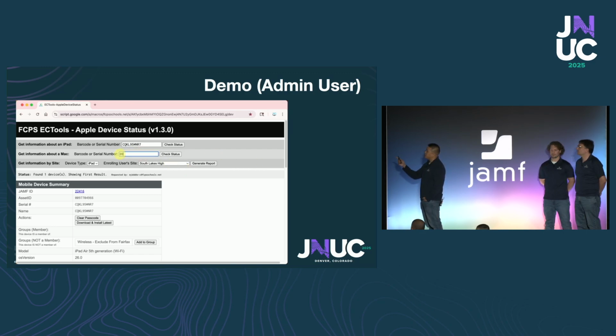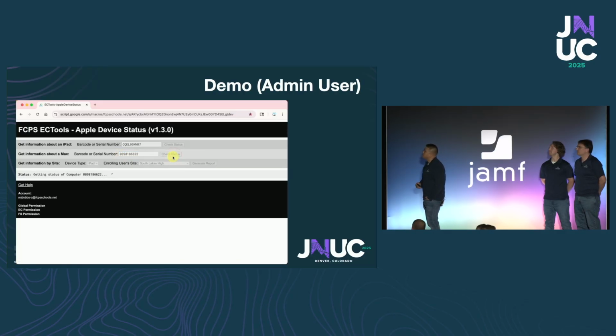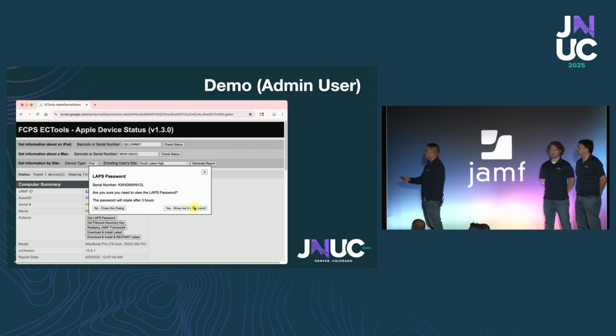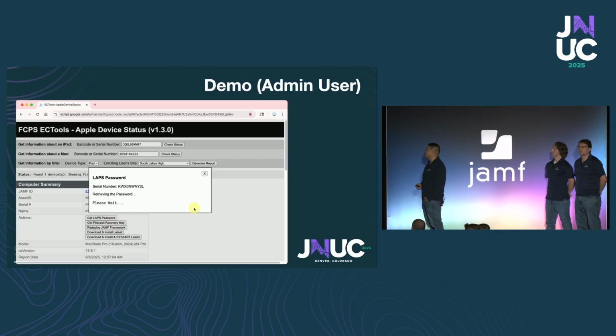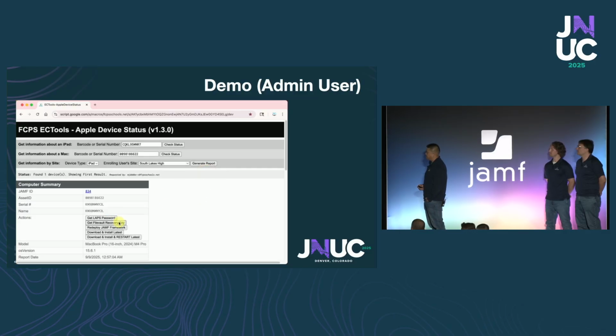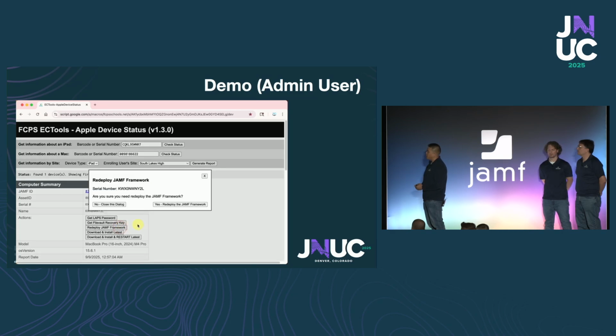From here, we're going to search a MacBook using our site-based asset tag. From here, you can see additional buttons for this device. So there's a get LAPS password for our local admin accounts. There's the Redeploy Jamf framework, which is currently not available in the Jamf Pro console, but it's available through the Jamf Pro API.